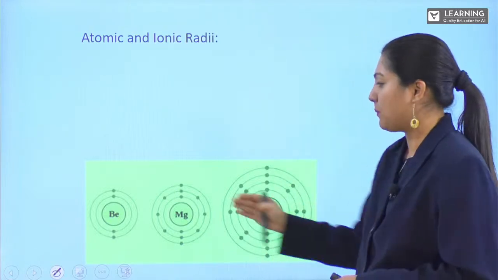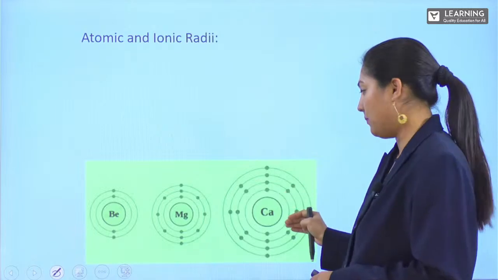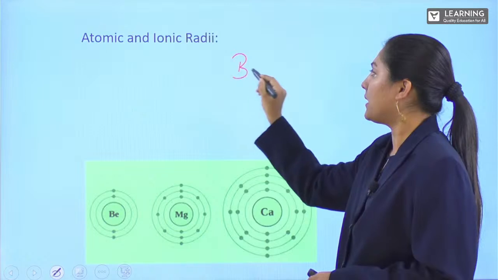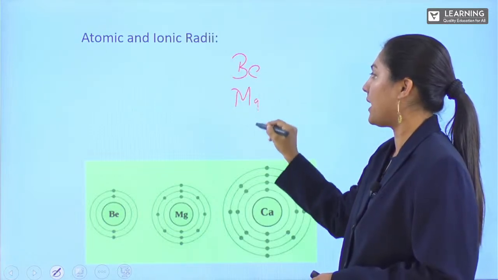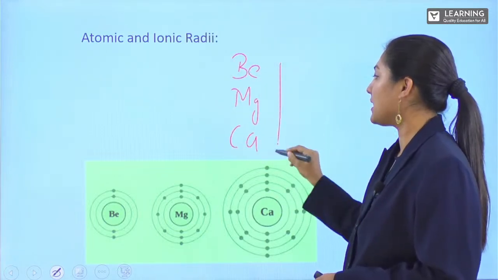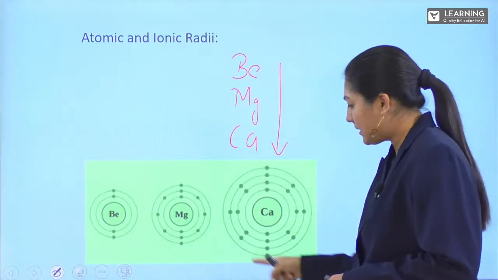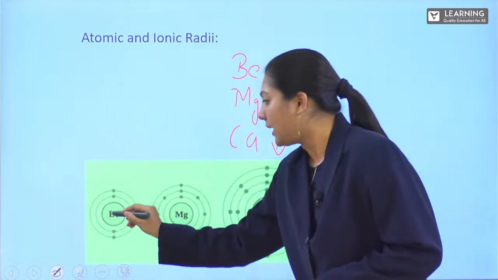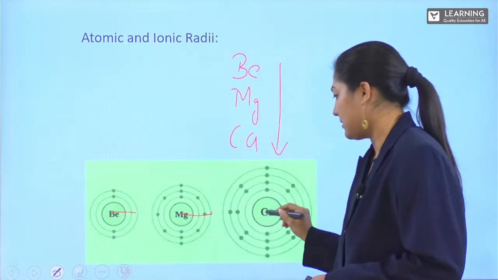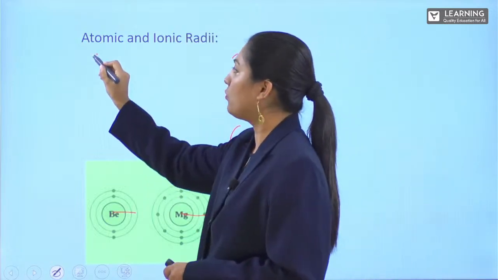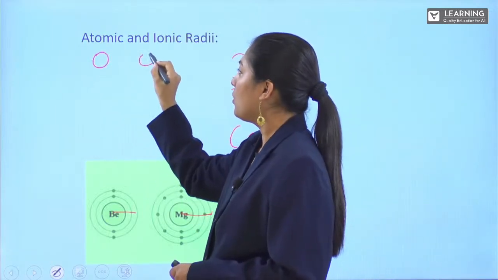So here if you see beryllium, magnesium and calcium, all these are down the group, right? First beryllium comes, then magnesium, and then calcium. Their size is increasing as the number of electrons increases, and the shells also increase. So their radius increases. Fine. But when we compare group 1 to group 2, what happens?